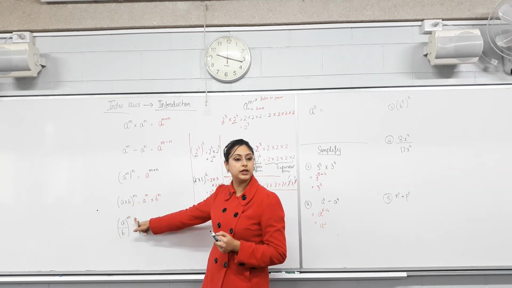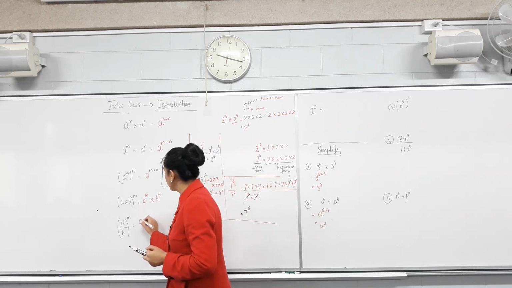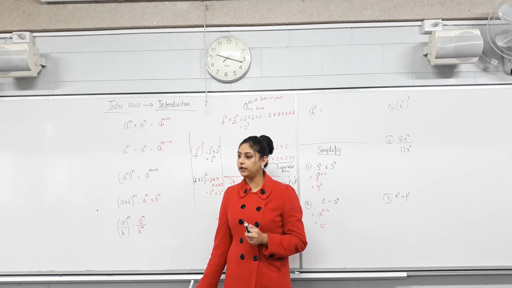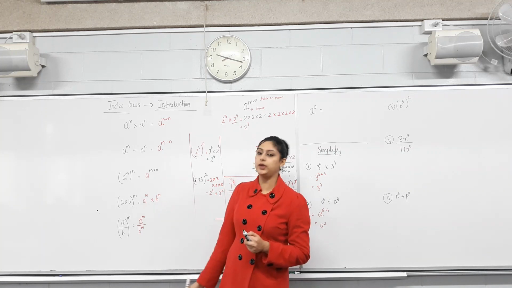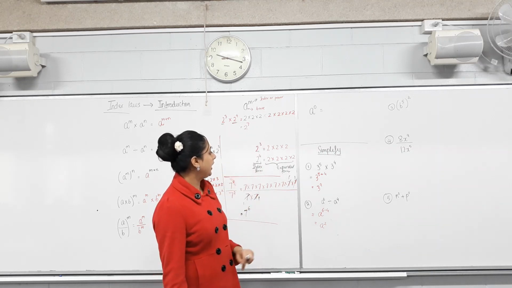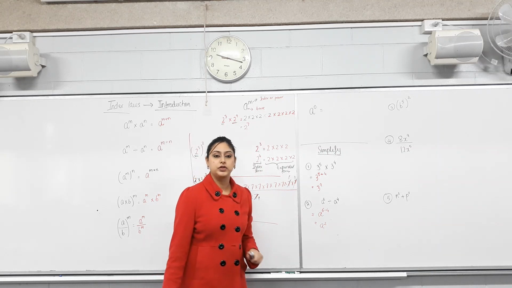And they've both been raised to a power of m. It's equal to a to the power of m over b to the power of m. Okay? So you have done all of these before, even though it doesn't look like. Let's go through the last one, and then we'll do some easy questions.